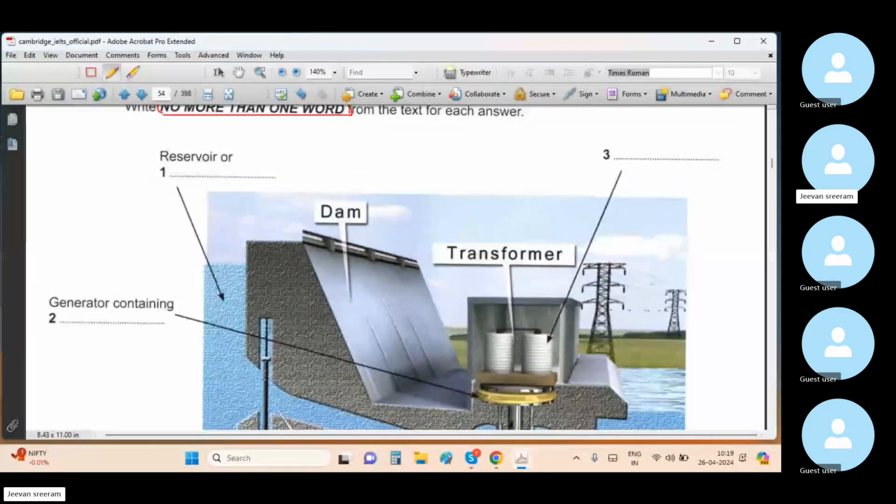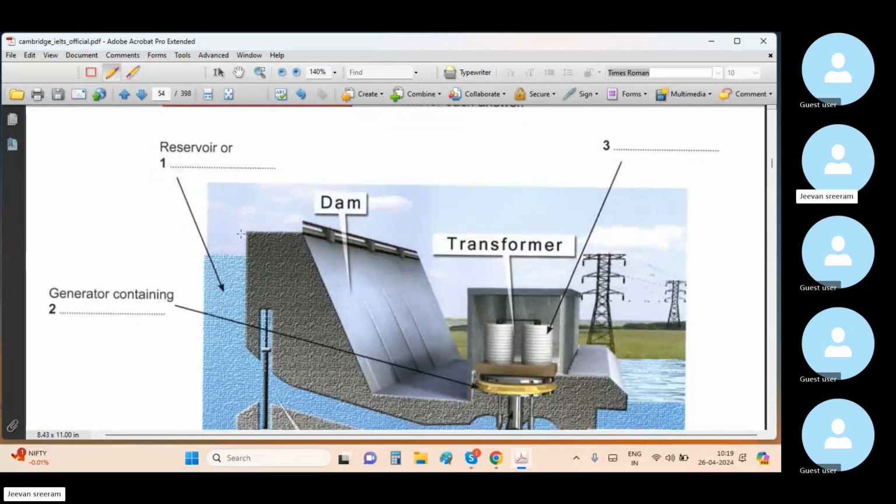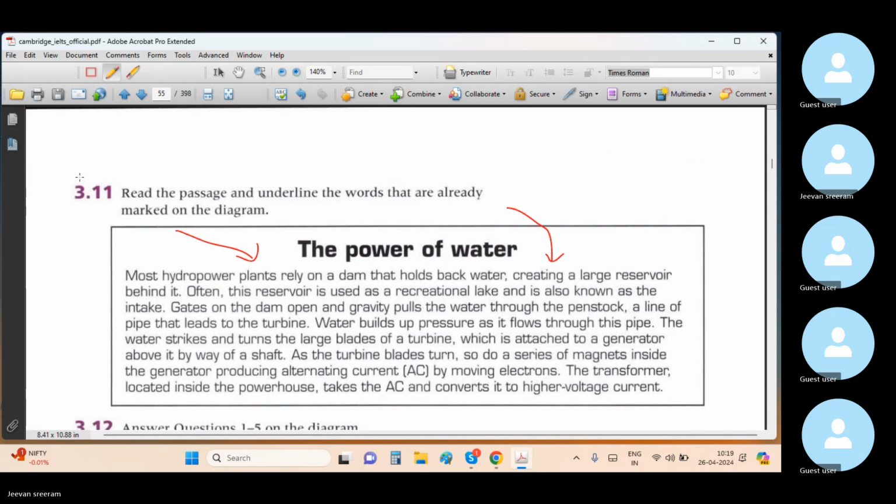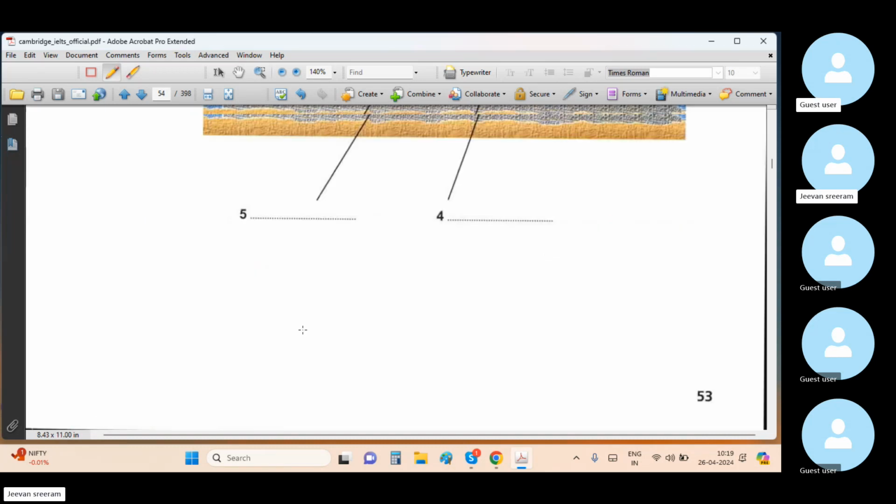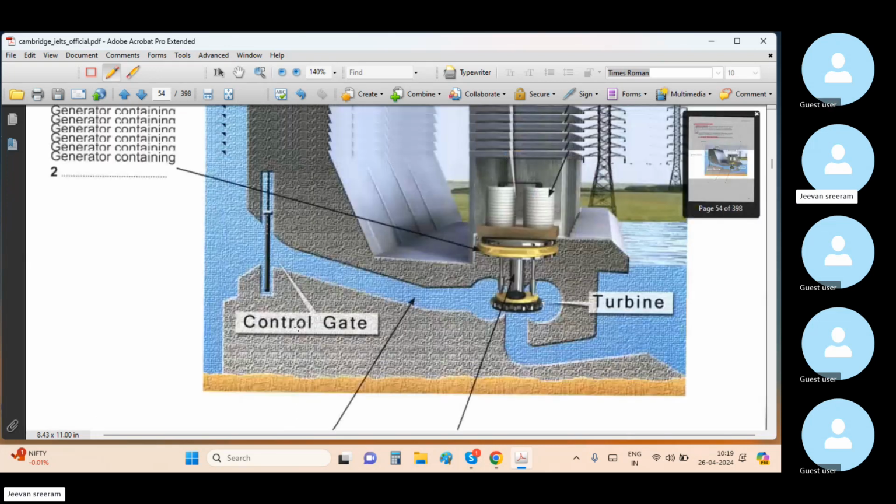what is this, reservoir or what? Is there any other word given in the paragraph? Most hydropower plants rely on the dam that holds back water, creating a large reservoir behind it. Okay, reservoir has been mentioned. Is there any other word mentioned? This reservoir is used as a recreational lake, maybe lake that you can write. Let's see. Is also known as intake. Yes, instead of reservoir, what's the other word given in the passage? Intake.